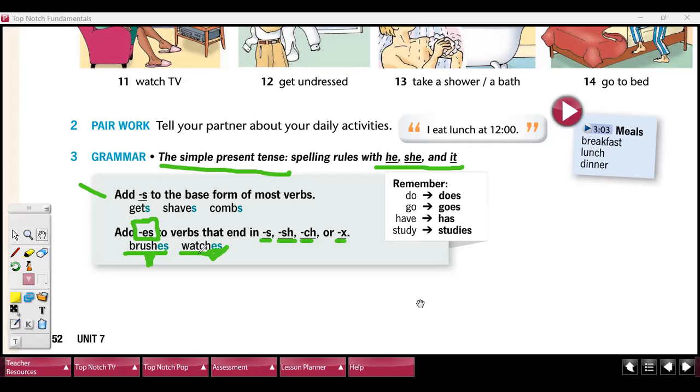So, give me a second. Permítanme un segundo.